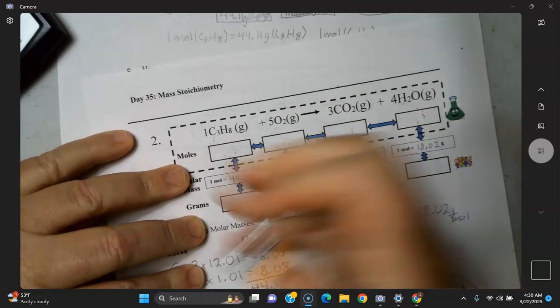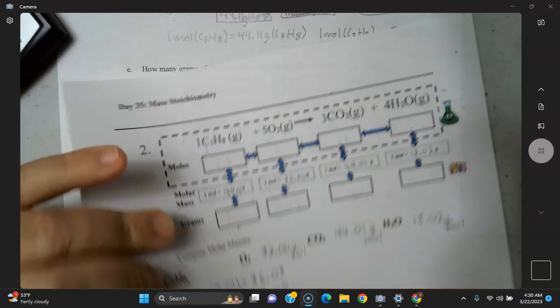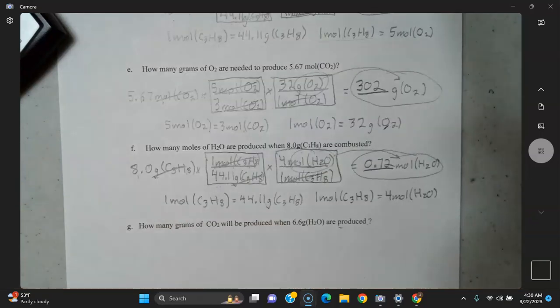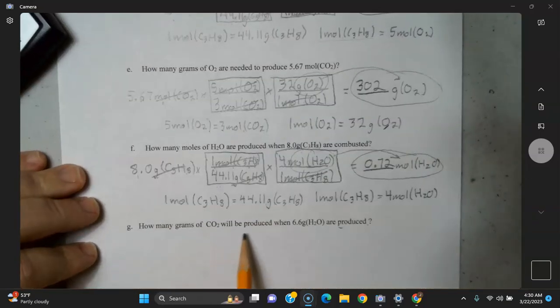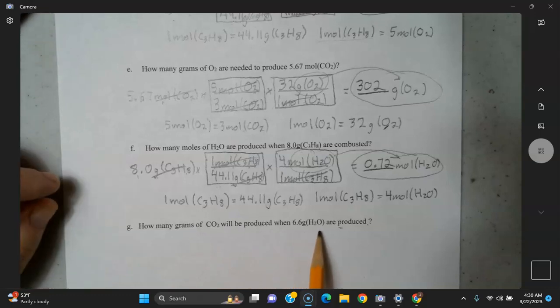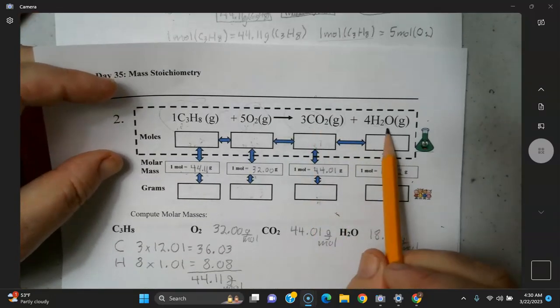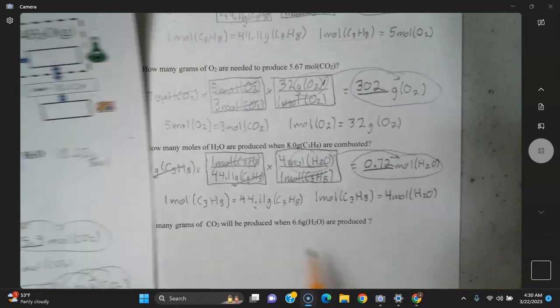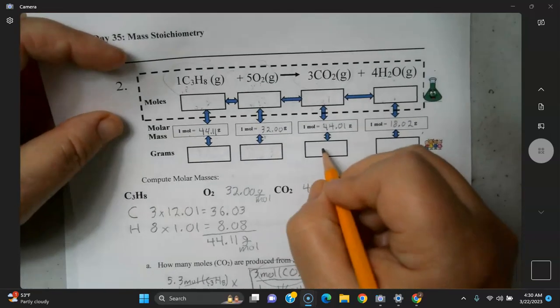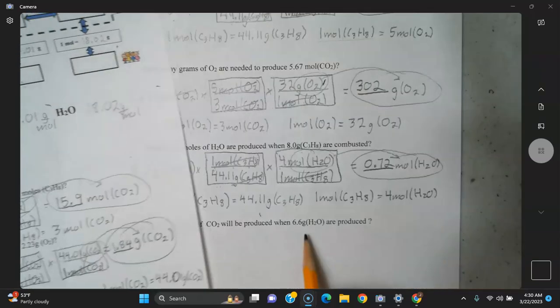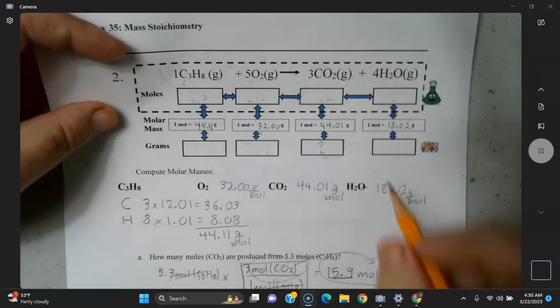All right, next one, we're going to do one of the longer ones, the grams to grams. Okay, how many grams of CO2 will be produced when 6.6 grams of H2O are produced? So they're both on the product side. So how many grams of this will be produced when this number of grams? So grams of CO2 is what we're trying to find out. And 6.6 grams of H2O is here.